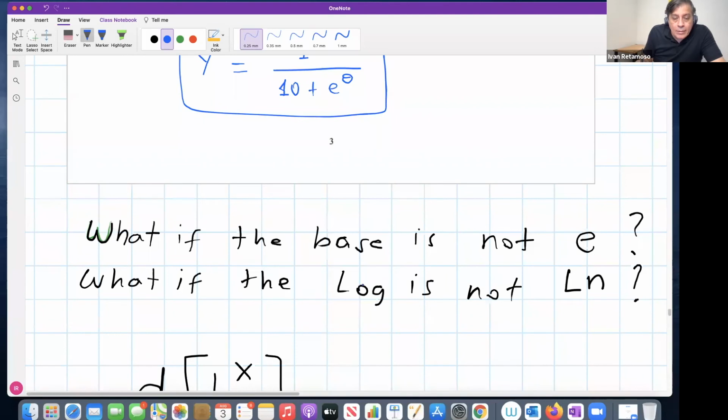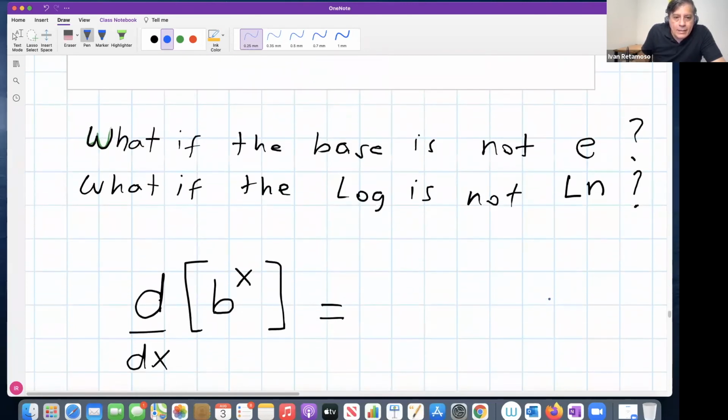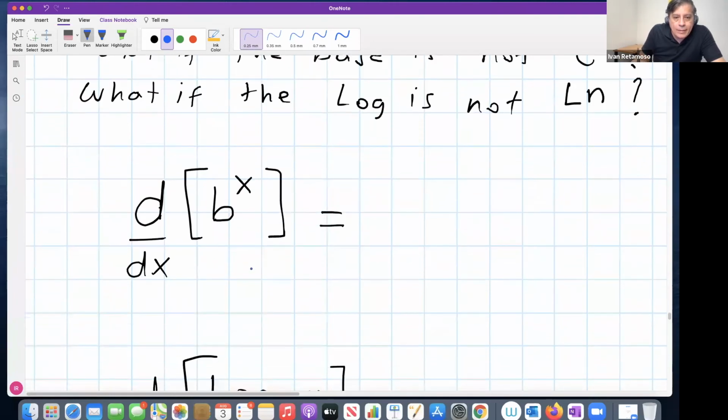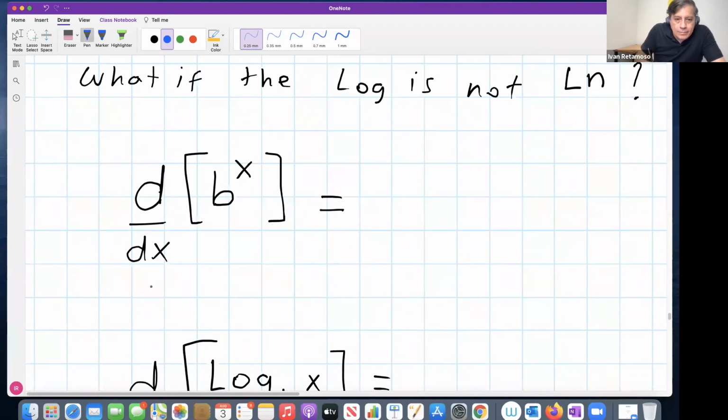So, we're going to do that for the natural exponential function, for the natural logarithmic function, and when the base is not e, in general, for any base. Mathematicians started by figuring out the derivative of this first: the derivative of b to the x with respect to x, not e to the x, where b is some positive real number.